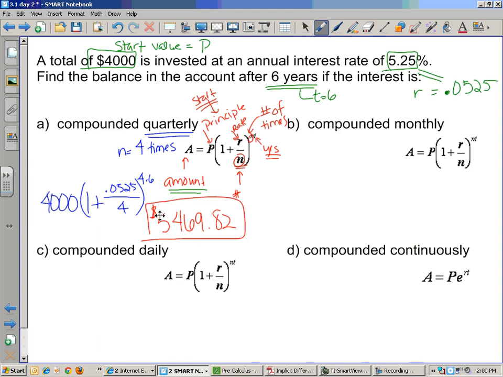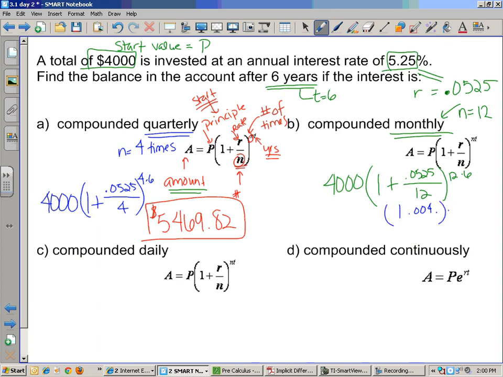Okay. Compounded monthly. That means how many times per year? Good, so let's plug it in. The rate is staying the same. Now I'm just going to use my calculator. I'm going to say 0.0525 divided by 12 equals, and I get 0.004 and so on. Who cares? Plus 1. So I get that for the inside.